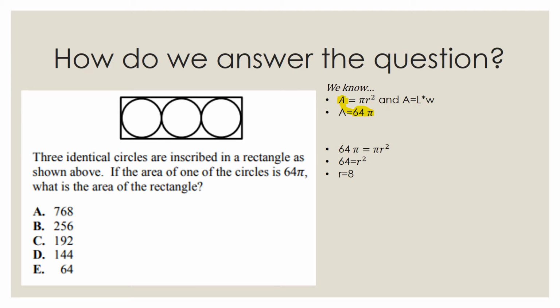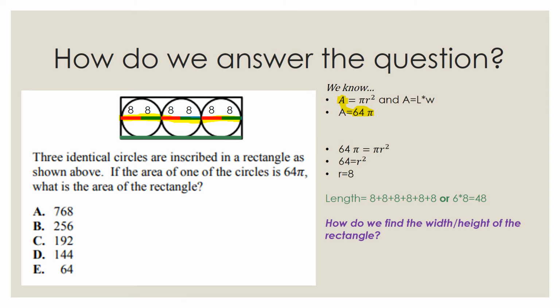We take the square root of both sides, and we end up with 8. So our radius, so from the center to any point on that circle, is going to be 8. So if we take the radius to turn it into a diameter all the way across, we've got an 8 and an 8, or we've got 16. So we can take the length of this entire rectangle and we can add all of these pieces together, and we can get 48. So that'll be the length all the way across there.